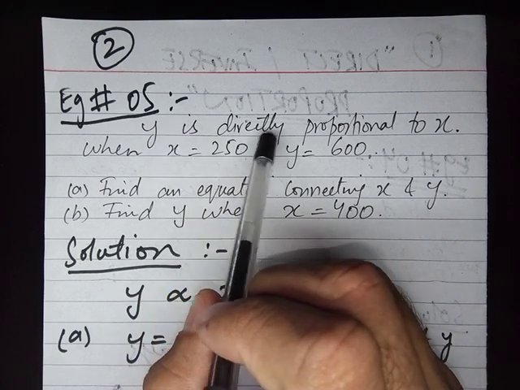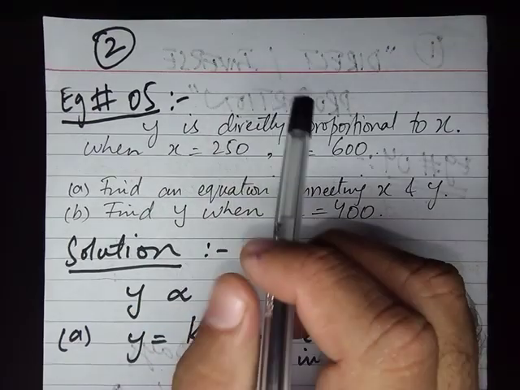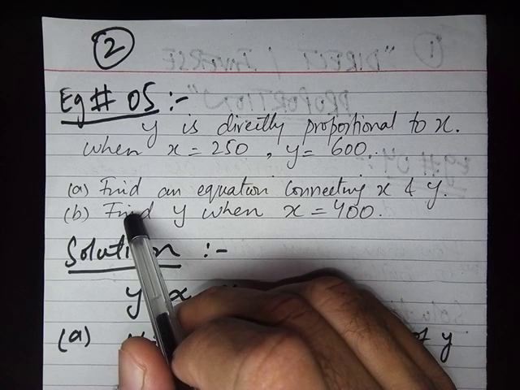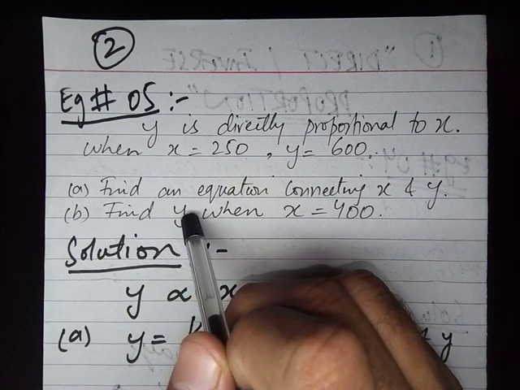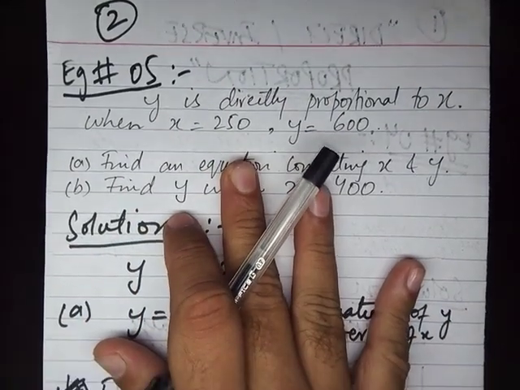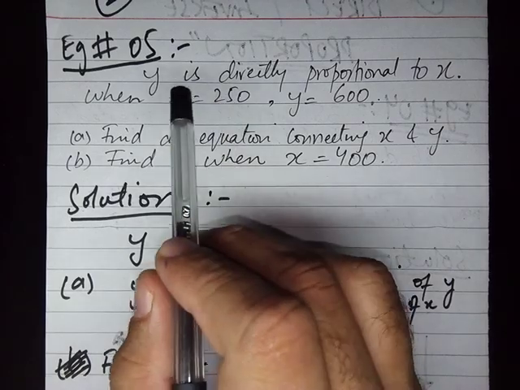The question is: y is directly proportional to x; when x is 250, y is 600. Find an equation connecting x and y. And the second requirement of this question is to find the value of y when x is 400. So I need to solve these types of questions in a different way.